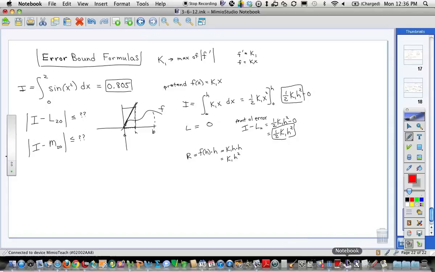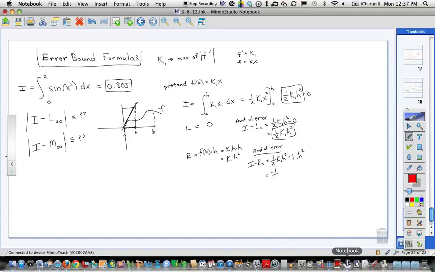Correct? So my amount of error would be I minus R sub n. Now again, this is just for one subinterval. Okay, so it's not for all n subintervals, just in one. It'd be 1/2 K1h squared minus my right, so it's my I, my total area, minus my right rectangle, which is K1h squared. Now what's 1/2 K1h squared minus K1h squared?